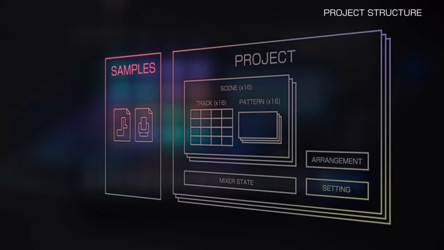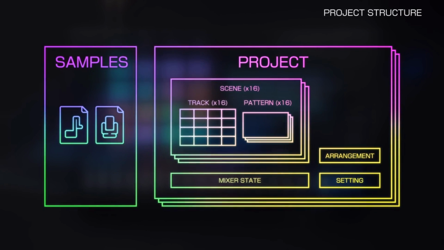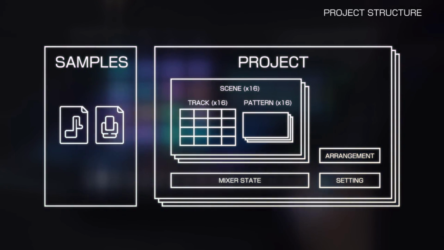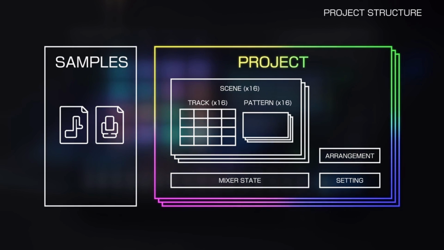Let's go over the basic data structure of the sampler and how they affect each other. Project. A project represents the full working environment for the user. Each project stores 16 scenes, 1 arrangement, and a mixer state. The TORAIZ SP-16 allows multiple projects to be created as long as internal memory space is available.